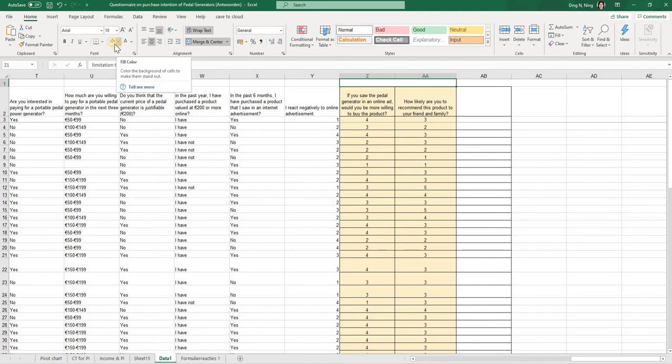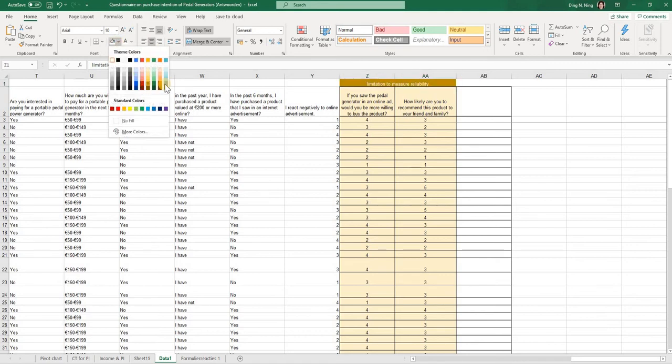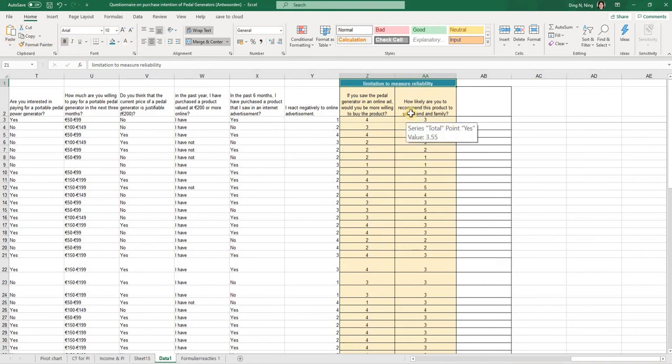So this is something that they can mention in the limitation part of the research report, that this is the limitation of this current questionnaire design. They have only two parallel questions. Well, this may not generate a valid reliability coefficient, Cronbach alpha.